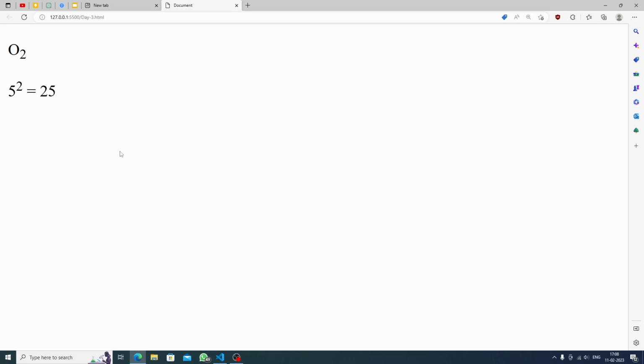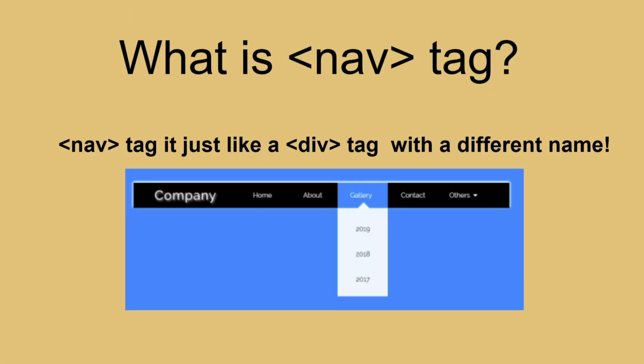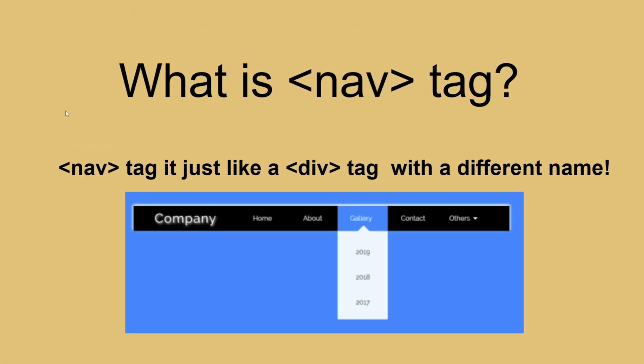Now we'll move ahead. This will be the last part of today's session. So now what is the nav tag? The nav tag is just like the div tag but with a different name. When we see some options at the top of our computer screen, that is the nav bar. So it's just like the div tag but with a different name. But when we are making this kind of layout, the nav tag is recommended.